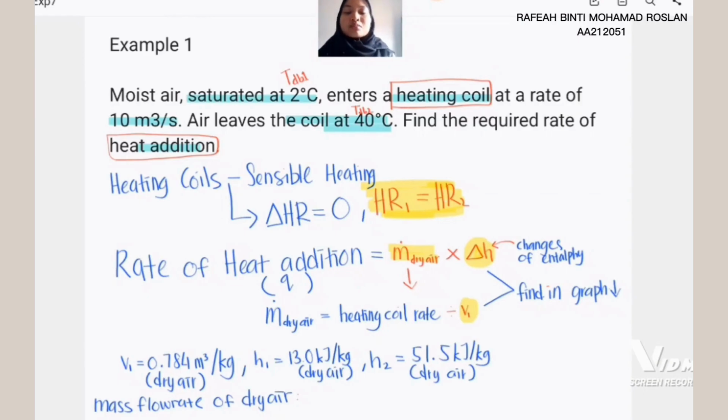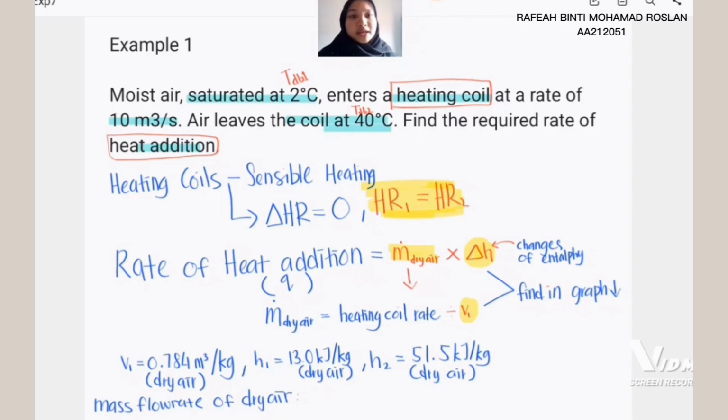Example number 1. Moist air saturated at 2 degrees Celsius enters a heating coil at a rate of 10 cubic meters per second. Air leaves the coil at 40 degrees Celsius. Find the required rate of heat addition. Heating coil is a sensible heating where delta HR, the humidity ratio, is equal to 0, which means humidity ratio 1 is equal to humidity ratio 2. The rate of heat addition Q is equal to mass flow rate times delta H.